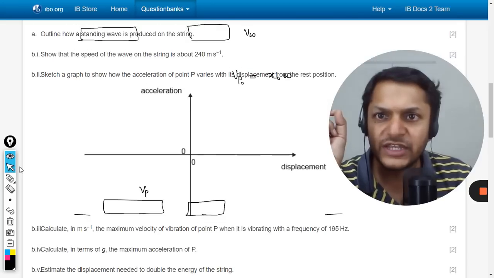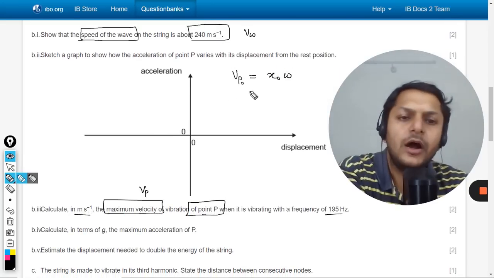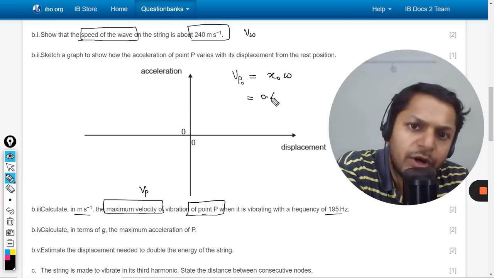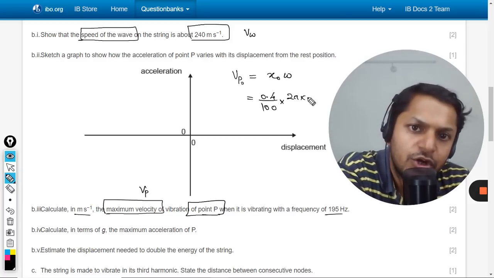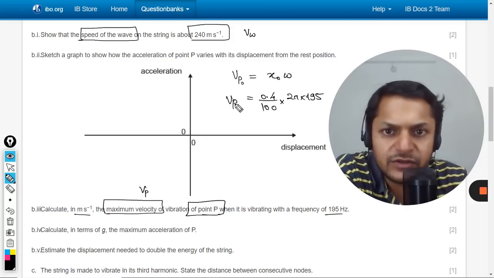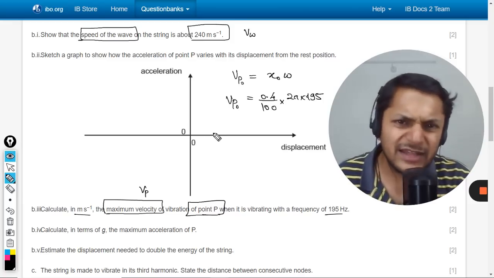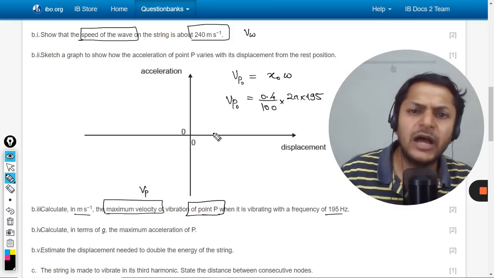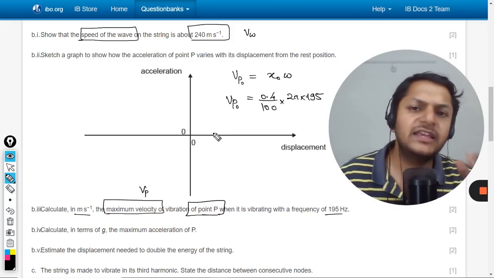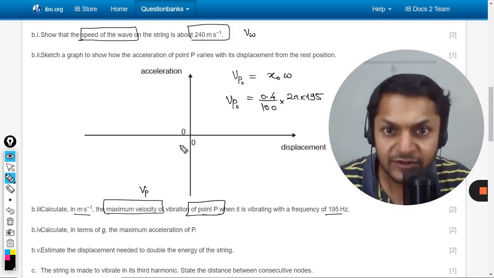Now we have to see what we can do about that. Okay, so 0.4 centimeters, and omega will be 2 pi f, 2 pi into 195. So there we go. This will be the velocity of the particle, and you can find it. I'm not calculating this now because it would consume a lot of time. I will just show you the mark scheme, and they would be doing the same thing. You can use the calculator and see if you're getting the correct answer.